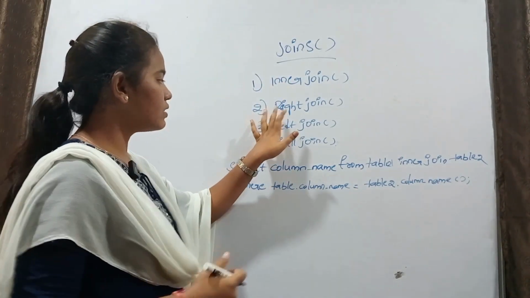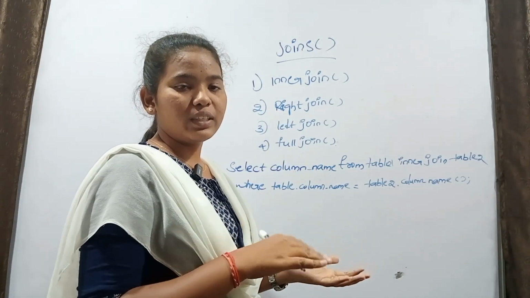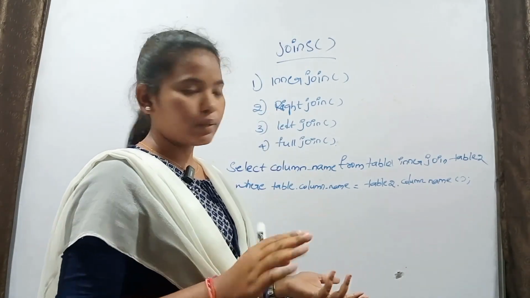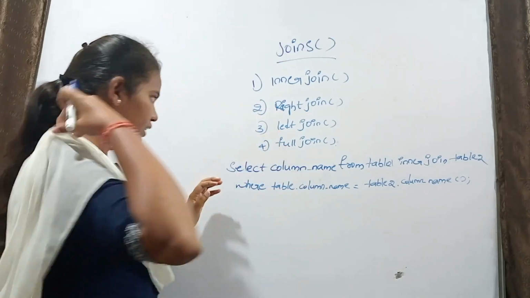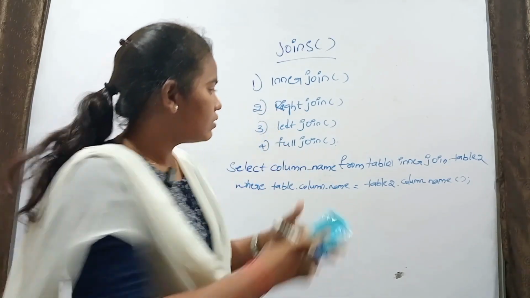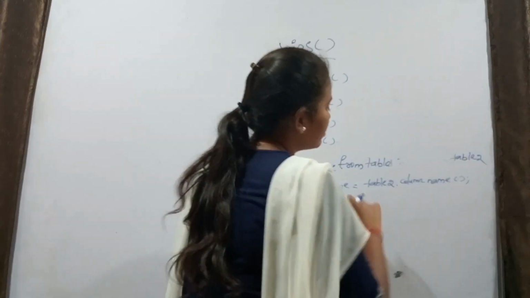Right join means it will return all the right table and matched from the left table. Syntax for right join. Here we are using right join.